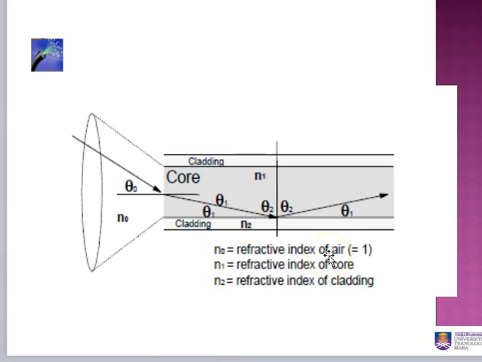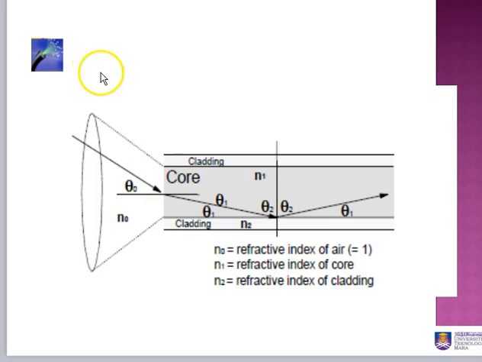Next we'll look into the figures. Here, the figure shows a ray entering the fiber at an angle close to its axis. This ray will be refracted and will later encounter the core-cladding interface at an angle such that it will be reflected. This is because the angle theta 2 is greater than the critical angle of the core-cladding.